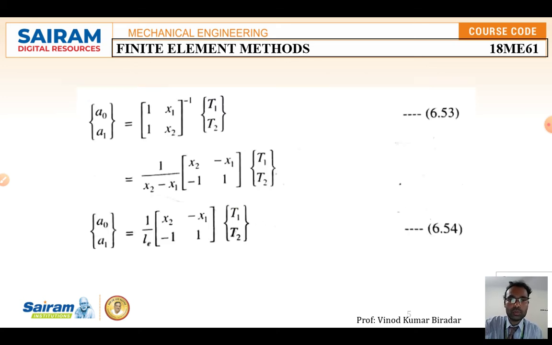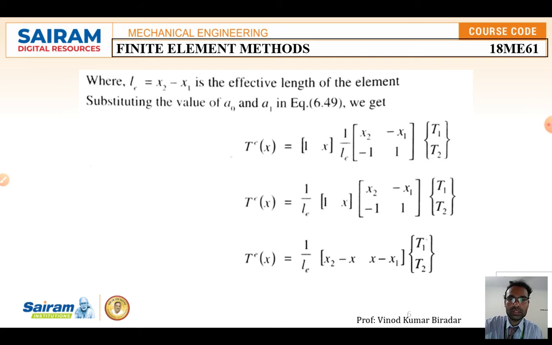Again you have to modify this equation: T of x is equal to 1 by Le, times the row 1, x, times the matrix x2, minus x1, minus 1, 1, times T1, T2. Just rearrange this, and now multiply. 1 by Le: 1 into x2, then 1 into minus x1, x into minus 1, and the next one is x into 1, that is x minus x1.